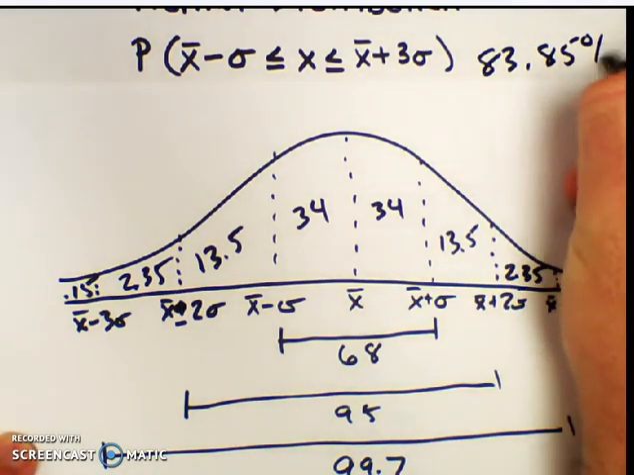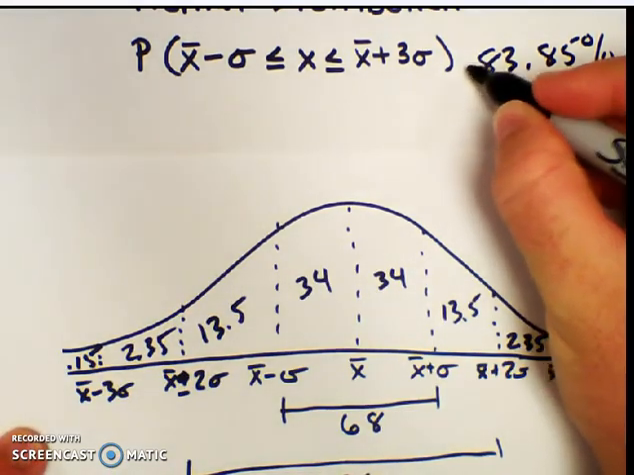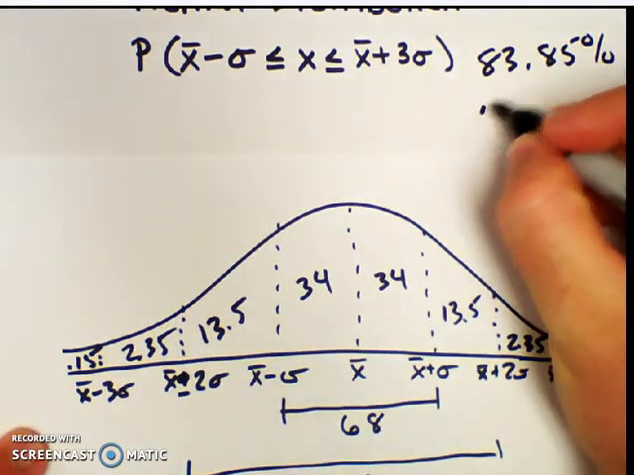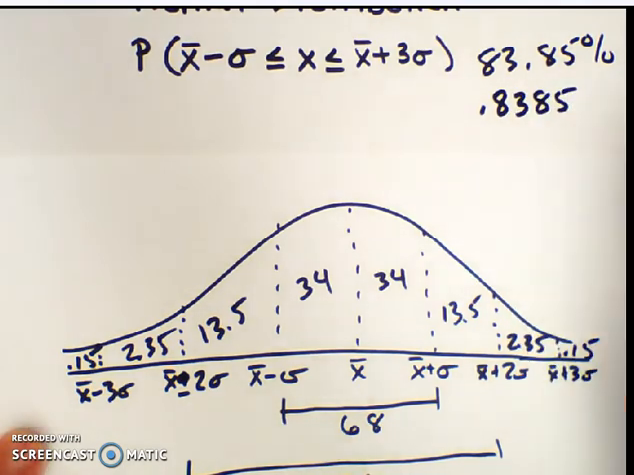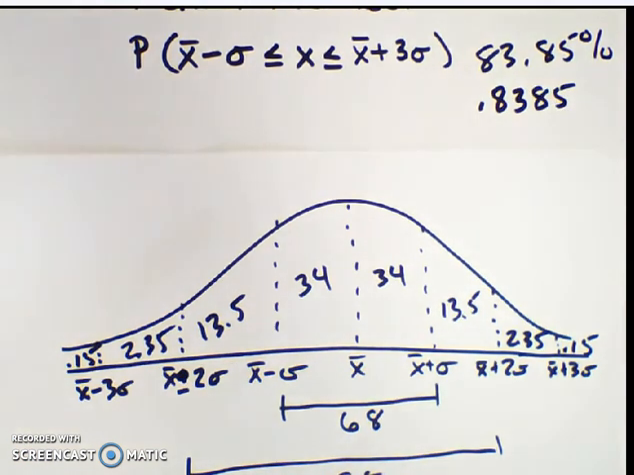But I wanted it in probability. So all you do is move the decimal place to the left 2 units or divide by 100. That's 0.8385. And by the way, you will never have a probability bigger than 1. Okay, and so if you're getting 1 point something, or if you're getting 12 point something, that's probably a percent. Make sure it's in probability form.